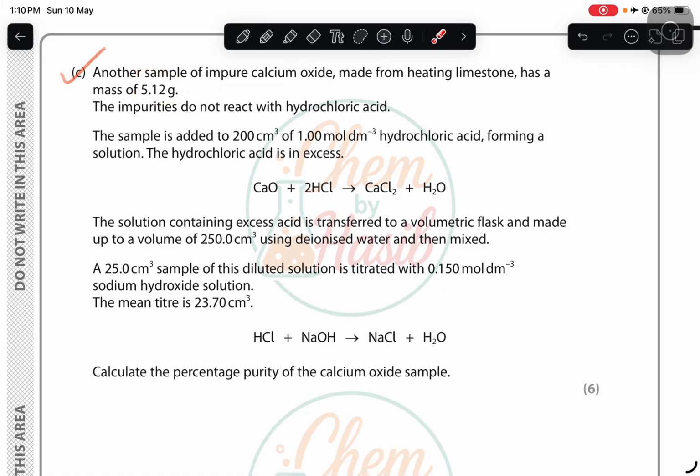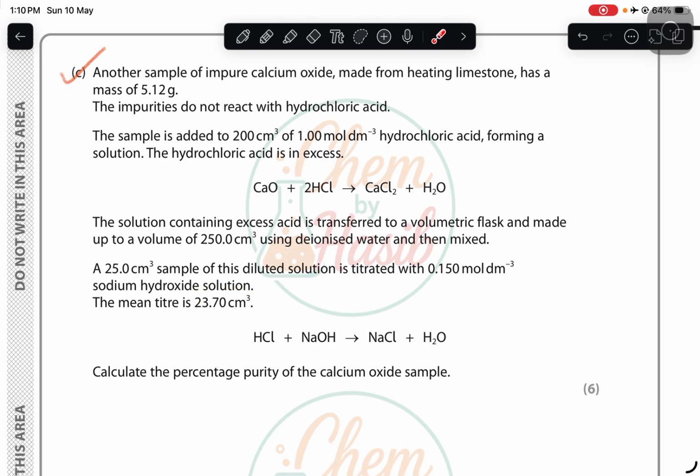It says the sample is added to 200 cm³ of 1 mol/dm³ hydrochloric acid, forming a solution. The hydrochloric acid is in excess. The solution containing excess acid is transferred to a volumetric flask and made up to a volume of 250 cubic centimeters using deionized water and then mixed. A 25 cm³ sample of this diluted solution is titrated with 0.15 mol/dm³ sodium hydroxide. The mean titer is found to be 23.7.